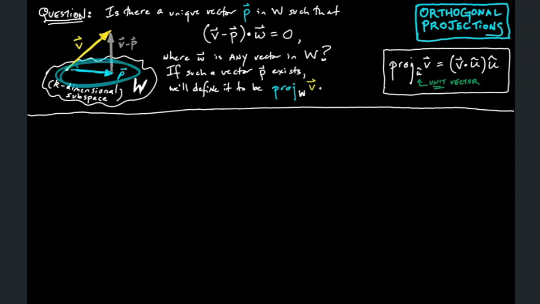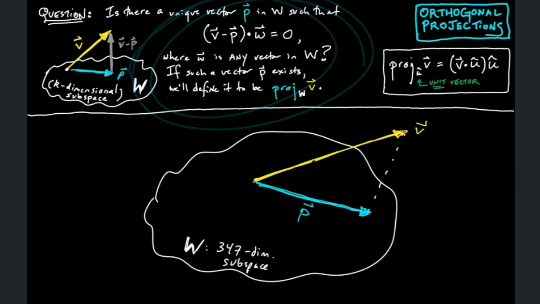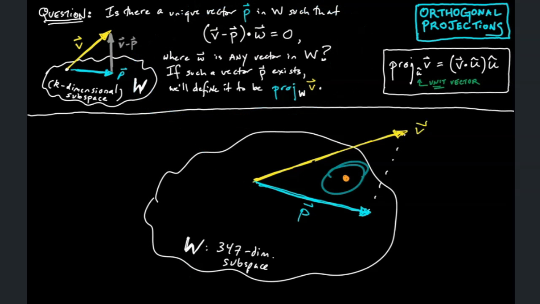Because if there is such a vector, then that condition would still guarantee, even if the subspace is 10,000 dimensional, that p is the closest point in subspace W to our given point v. The extra dimensions don't change anything, because if W is a 347-dimensional subspace, and we have our vector v and some vector p inside of the subspace that satisfies this condition, then no matter what other point in W that somebody puts forth claiming that it's closer to v than p is, we will know it's nonsense.